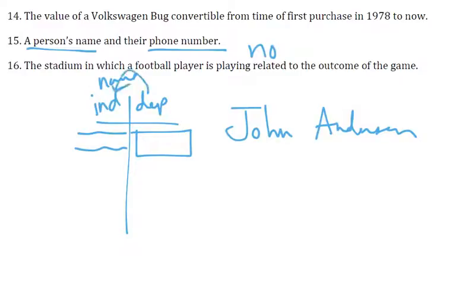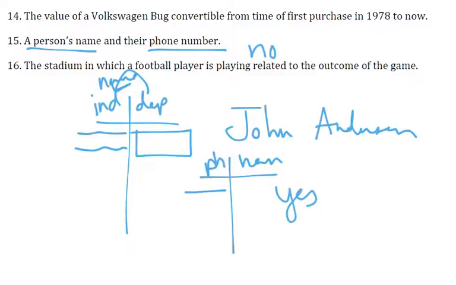But if you flipped them around and had the phone number first, and then the name, unless you've got somebody in the same house with the same phone that have the same name, probably not going to be an issue, so that would be yes. So it would depend on which one you called the independent and dependent to determine if it was a yes or a no.